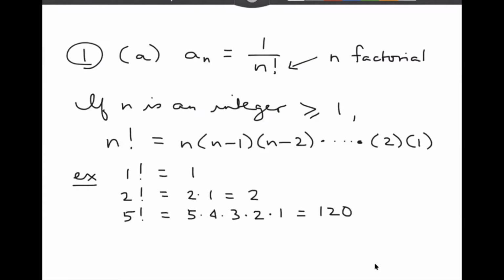All right, and then by definition, a separate part of the definition, 0 factorial is defined to be 1. Okay. So again, just a separate part of the definition. This up here does not cover the case where n equals 0. You're going to be seeing a lot of factorials in this chapter.